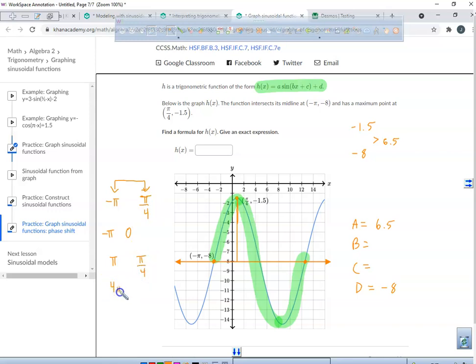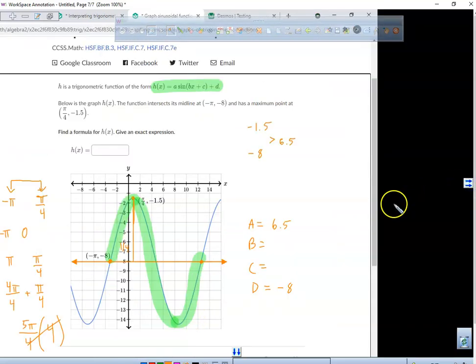So if I do 4 pi over 4 and I add a pi over 4, that little tiny gap is 5 pi over 4. That's the gap between this point and this point, with the x being 5 pi over 4. And I've only gone a quarter of the way there. So I got to multiply that by 4. So my period, guys, my period is 5 pi.